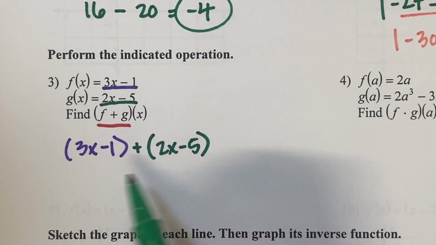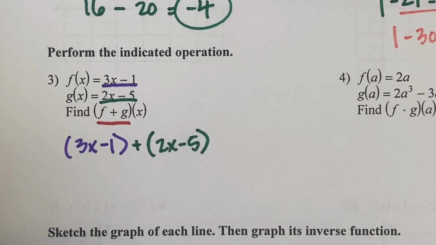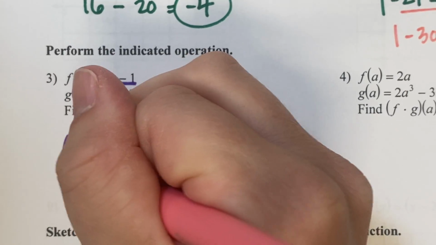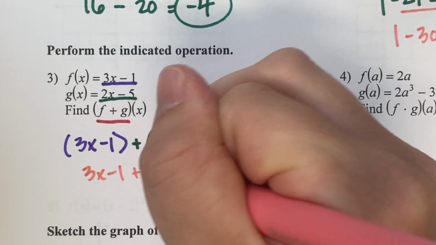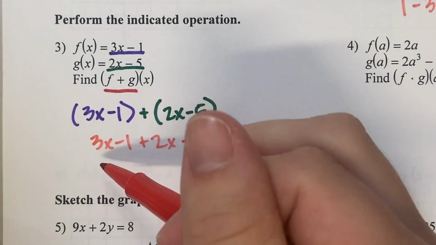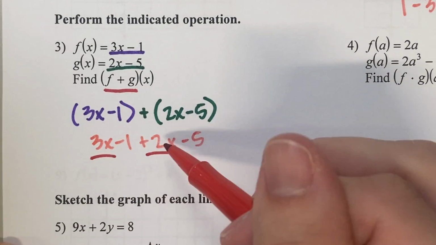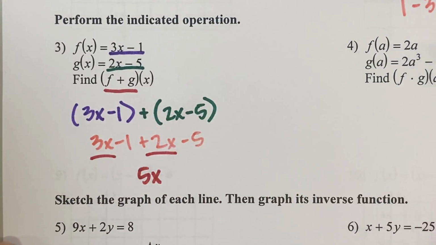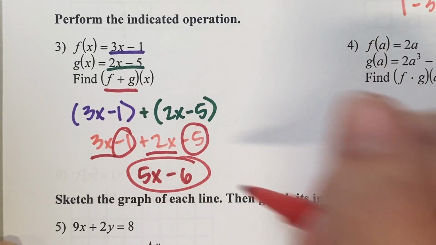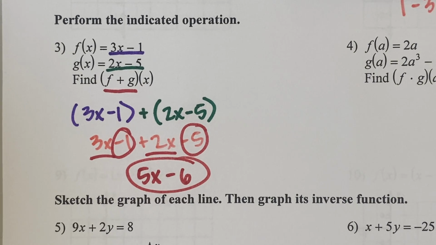Remember when we're adding binomials or polynomials, we look at the sign in the middle. The addition sign means we keep the signs the same. So this just becomes 3x minus 1 plus 2x minus 5. Now all we need is to combine like terms. I have 3x I can combine with 2x. 3x plus 2x gives me 5x. -1 minus 5 more gives me -6. So my final expression is 5x minus 6.